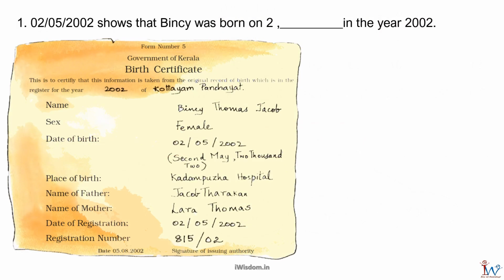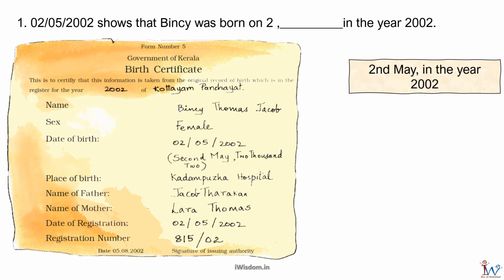Having learnt how to write the short form of the date, let's answer the questions from the exercise. The 2nd of May 2002 shows that Binky was born on the 2nd in the year 2002. 05 is the number form representation for the month of May. So it is the 2nd of May, in the year 2002.